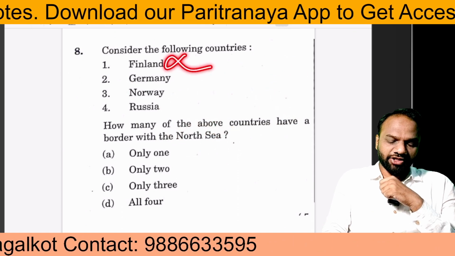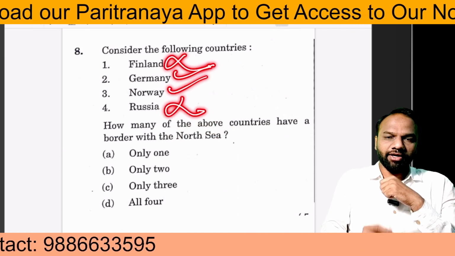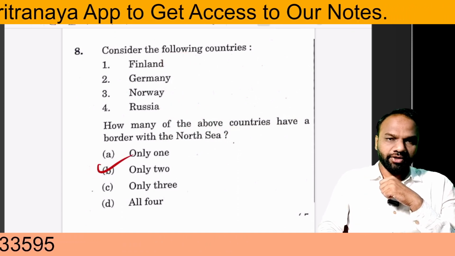Finland does not share its border with the North Sea. Russia does not share its border with the North Sea. Germany and Norway share their border with the North Sea. Hence, the answer is only 2.